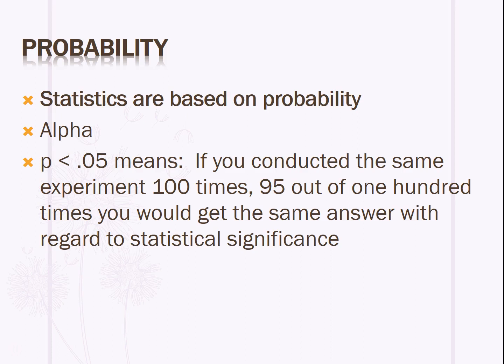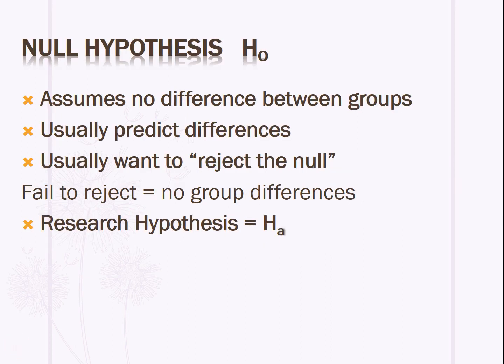Then what does p less than 0.05 mean? It means that if you conducted the same experiment 100 times, 95 out of 100 times you would get the same answer with regard to statistical significance. In behavioral research, alpha is usually set at 0.05 or 0.01. There is nothing magical about 0.05 or 0.01. They are used to control for a type I error.